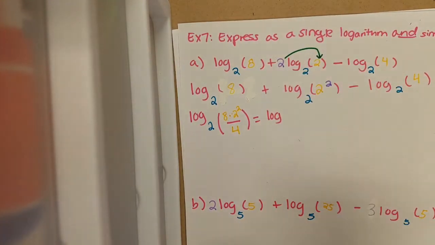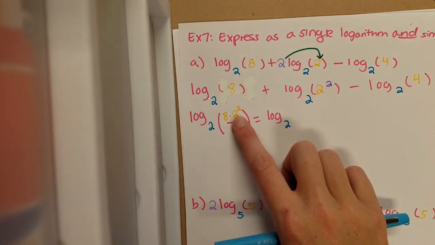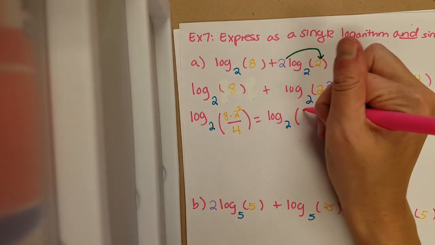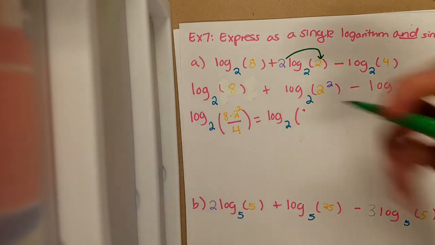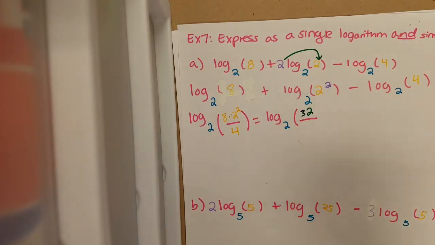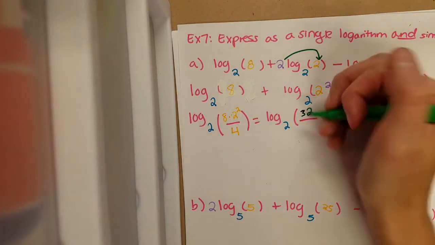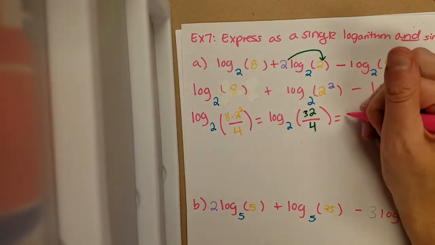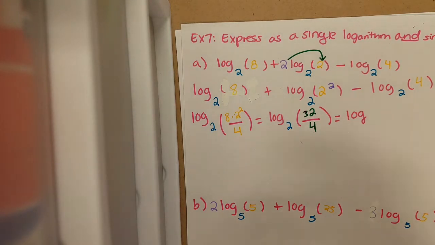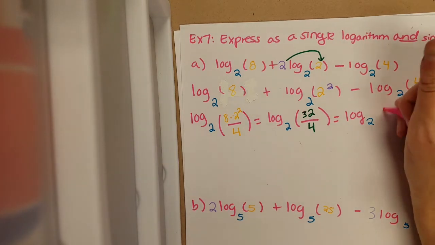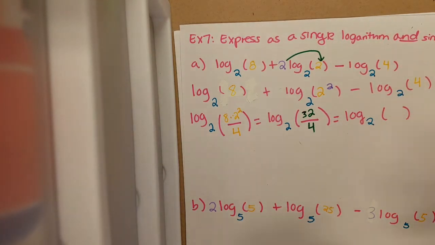So we have log base 2. Alright, let's see here. 2 squared is 4. And 4 times 8 is 32. So my numerator is secretly just a 32. Okay, which I'm going to write in green so you guys can see it a little better. Alright, my denominator is just a 4. And we can continue to simplify that. So this will be log base 2 of 32 divided by 4, which is simply just an 8. So log base 2 of 8.